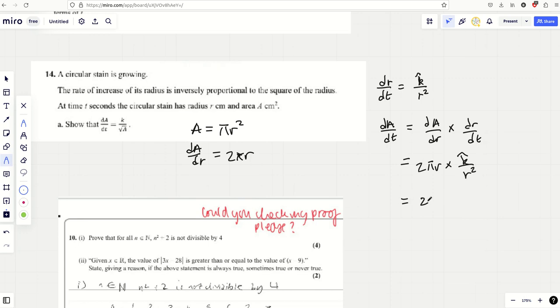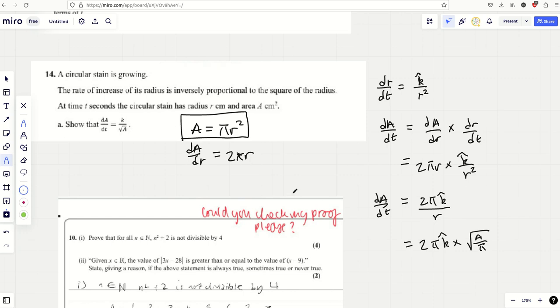Now that's going to give me 2 pi k hat over r. You might think, oh, well, they've got an a involved, but that's okay because we can bring a into it using a is pi r squared. And so r is going to be a over pi square rooted. Let's put it like this, 2 pi k hat times by a over pi square rooted. Yeah, and now I have got it in their form essentially.